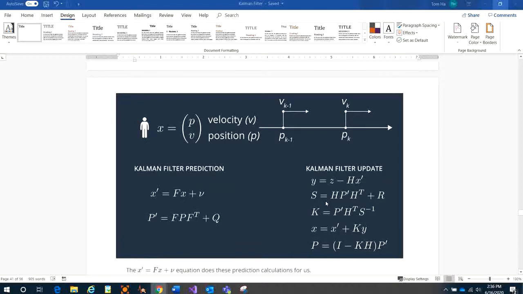In the 1D standard Kalman filter, you already know the two steps: prediction and update. For the Kalman filter prediction, you already know this function: S prime equals F S plus B U plus mu, and P prime is the covariance, plus the noise right here. And then the Kalman filter update with all these equations.